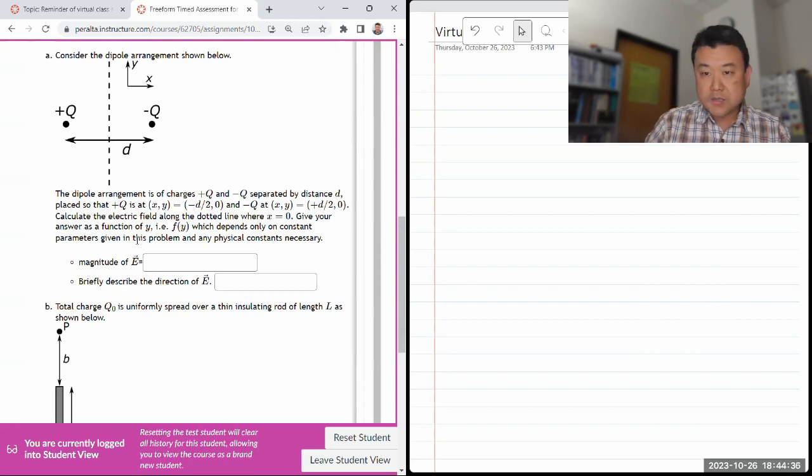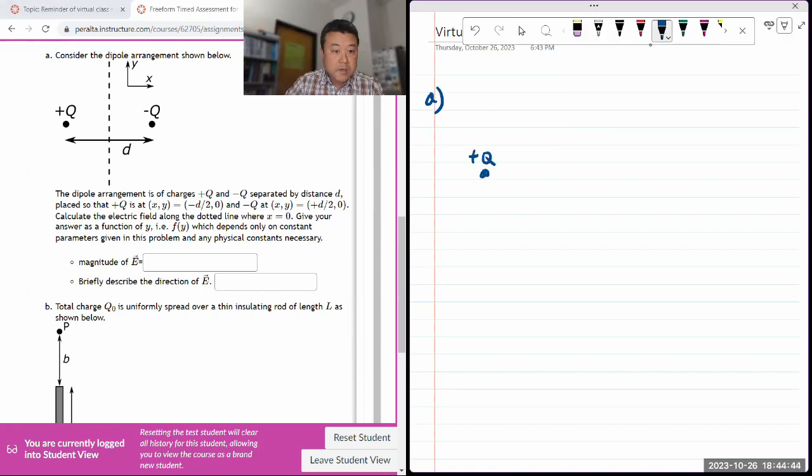Okay, so let me start with a picture of the setup so that I can point out some things that you should consider. So plus Q. And we are looking for electric field along the dotted line. Okay, so I needed to calculate the electric field as a function of y along here. What's useful for me to note is that x is 0 along this line. That helps me simplify some things.